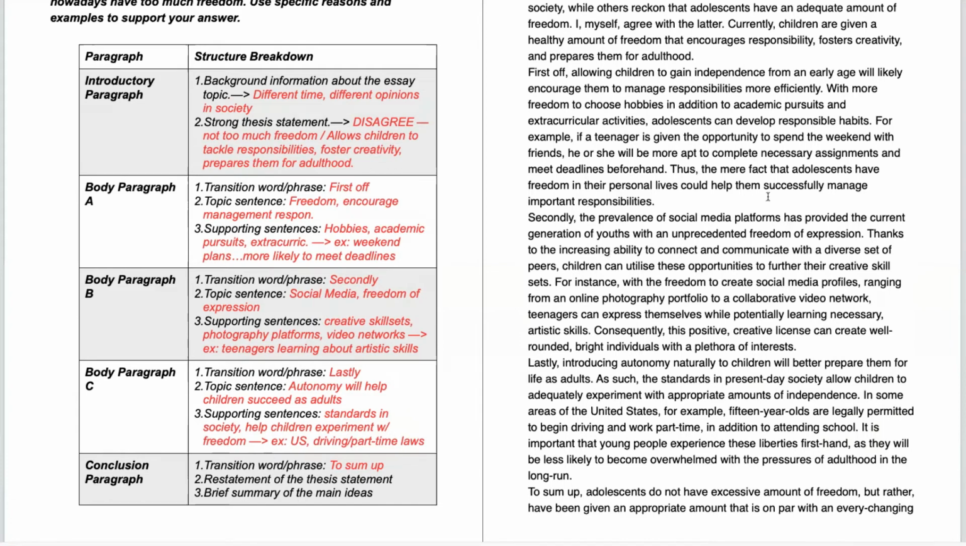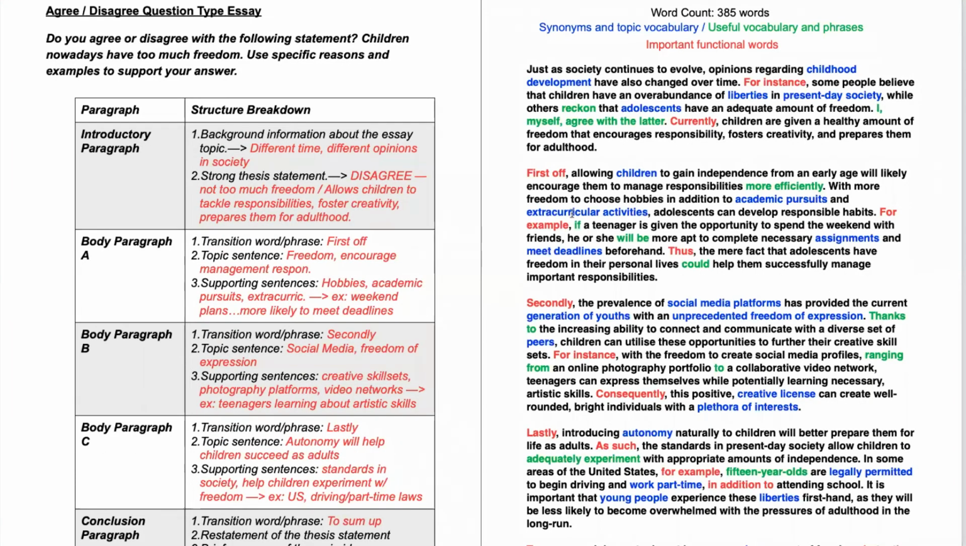Now I am going to clean it up for you, have it all in one page, color code it, show you the word count, and let's analyze it together. All right, and here we are. Now this is our key. So our word count is 385 words.